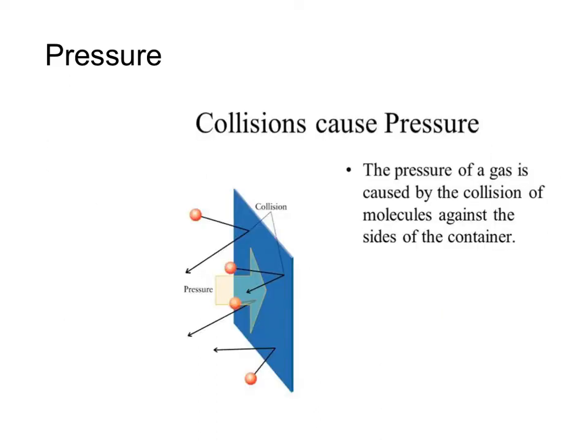Another convenient way to think of pressure is by thinking of it as collisions on the inside of a container. Here we have some sort of container, this being the inside. The particles inside that container, as they are in constant motion, will then collide with the sides of the container. And so we can think of the number of these collisions as being the pressure exerted by the particles inside the container.